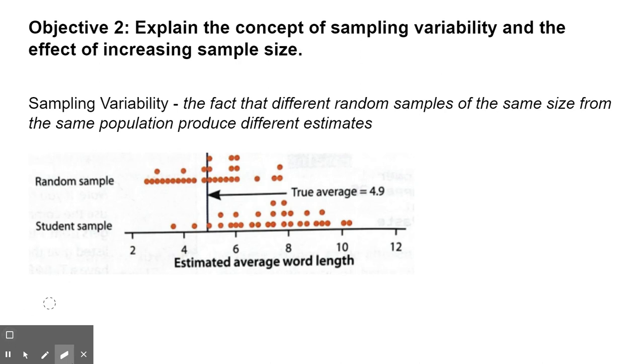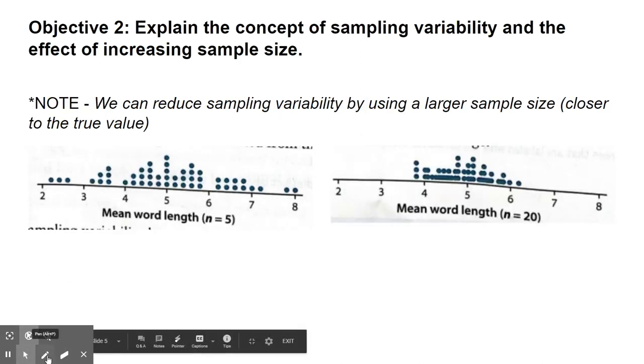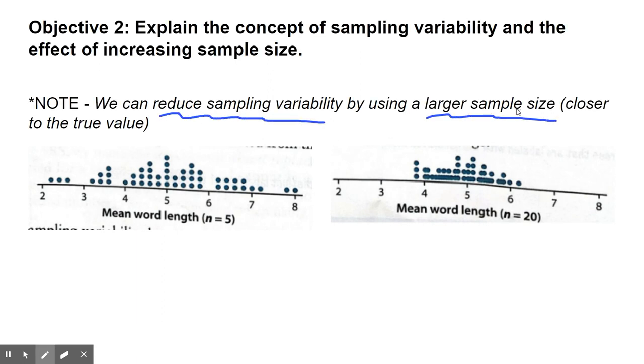So how can sample size help this? Well, you can reduce sampling variability by using a larger sample. What this will do is help you get closer to the true value. You need to remember this. The more people you ask, the better your results. We want a large sample size. We want big N values, right? N is that sample size letter. We want the N value to be large.